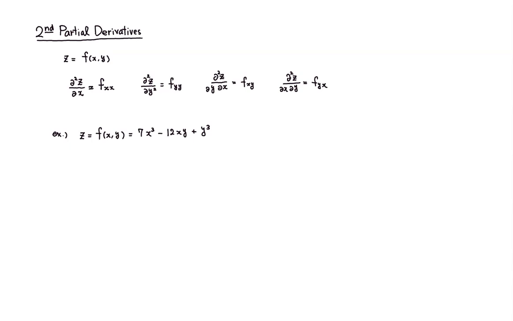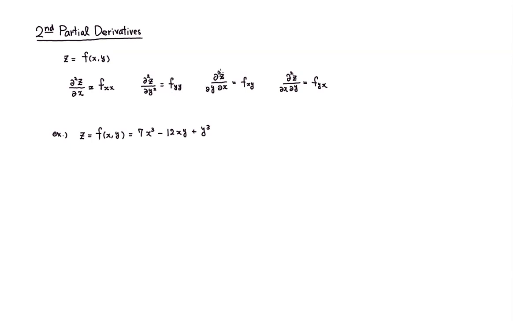All right, let's look at the second partial derivatives. Let's say you have a function z equals f of x comma y, and we want to take a partial derivative twice. There are actually four kinds. We can take the second partial with respect to x twice, and we can talk about the second partial with respect to y twice.